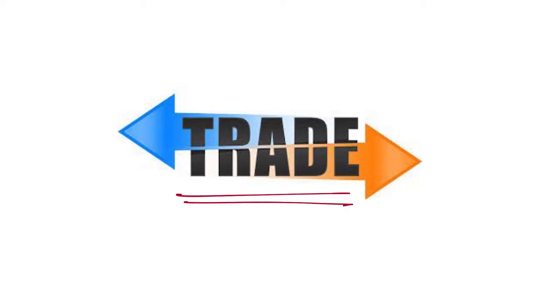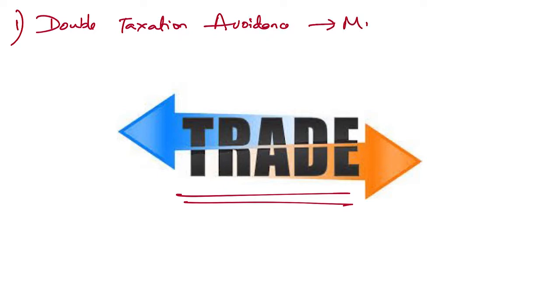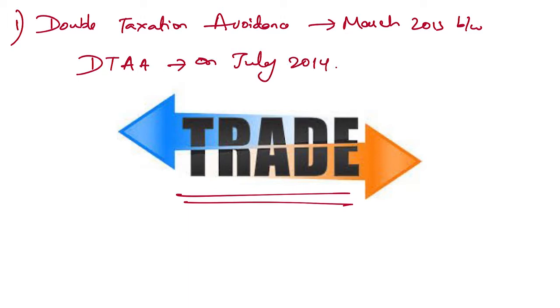So next, now discuss about the trade issues. First one is that of double taxation avoidance. So this was signed in March 2013 between the two governments, and the internal procedure for implementation has been completed both in India as well as in Bhutan. And the double taxation avoidance agreement entered into force in July 2014.